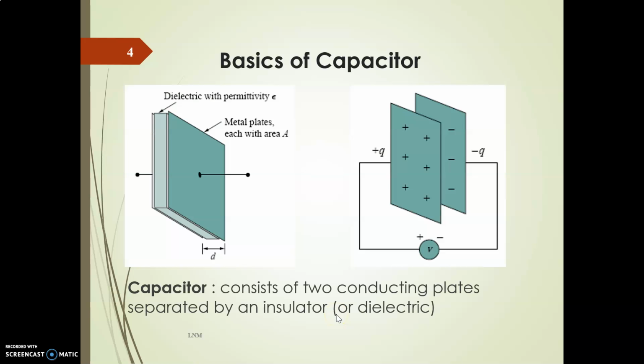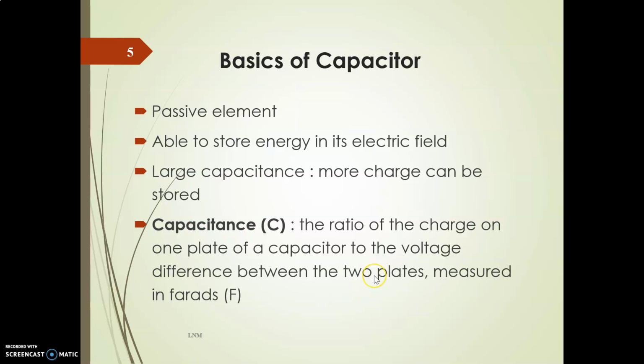Okay, capacitor consists of two conducting plates separated by an insulator or dielectric. So it is a passive element able to store energy in its electric field. When it's a large capacitor value, that means more charge can be stored. The unit we measure in is farads. That means the ratio of the charge on one plate of a capacitor to the voltage difference between the two plates.